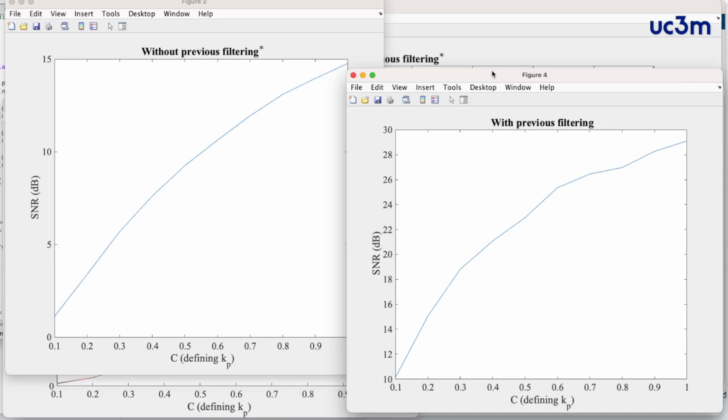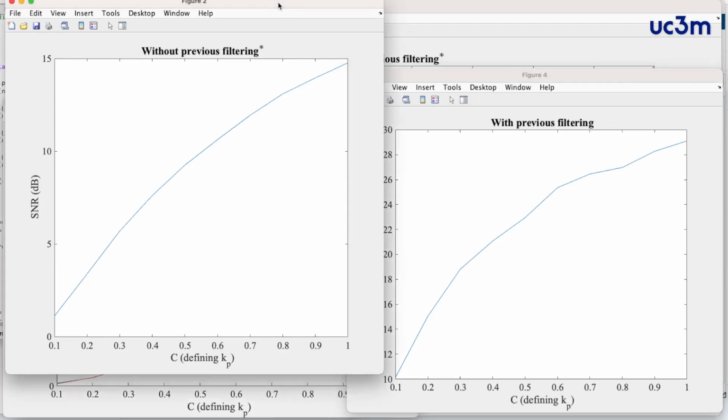The result of this experiment is saying that the higher the value of this parameter z, which means the higher the value of the phase deviation constant, the higher the signal-to-noise ratio. Of course, if we include a previous filtering to reduce as much as possible the noise power, we have better results than without this previous filtering. This is obvious.